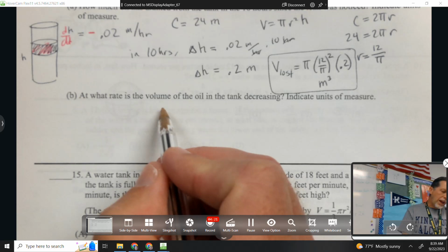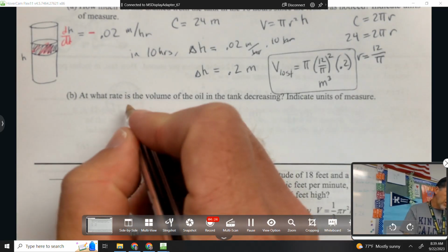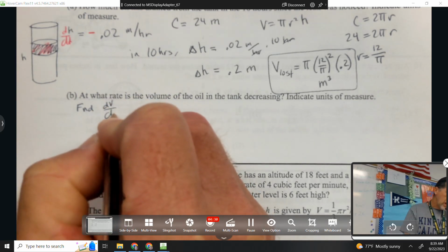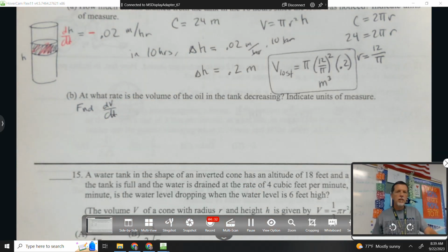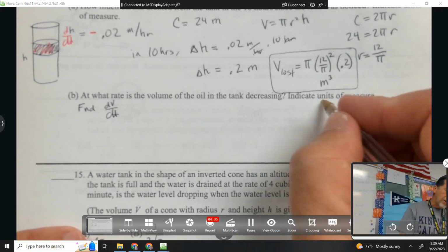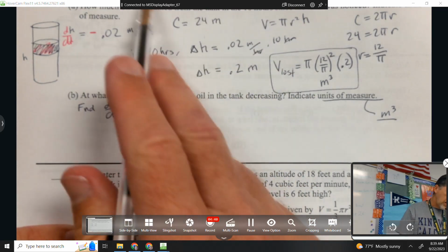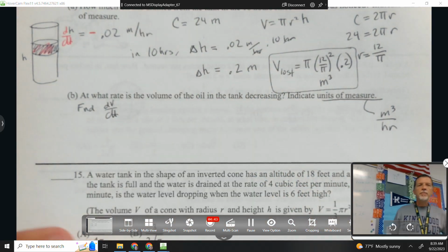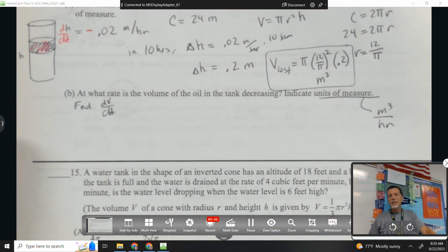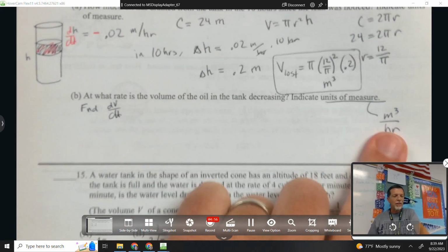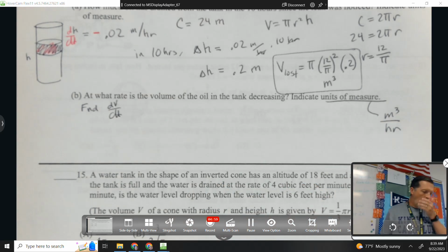Part B, at what rate is the volume of the oil in the tank decreasing? So I need to find dV dt. Indicate units of measure. Oh, I can do units of measure already. Right, meters cubed per hour. Again, if it asks for units, that means there's a point value associated with that. So I got 1 out of the 4 points already, even without really knowing much else, because I know what the units need to be.